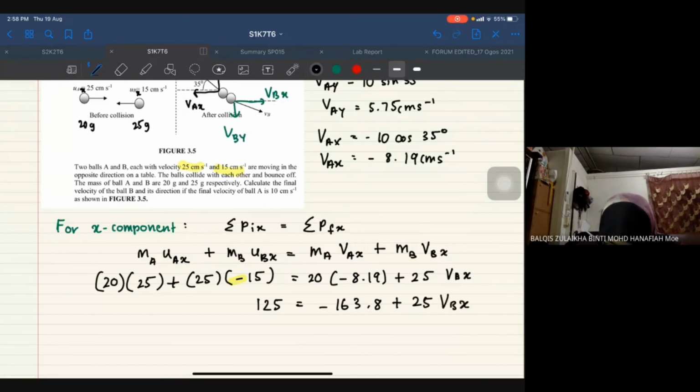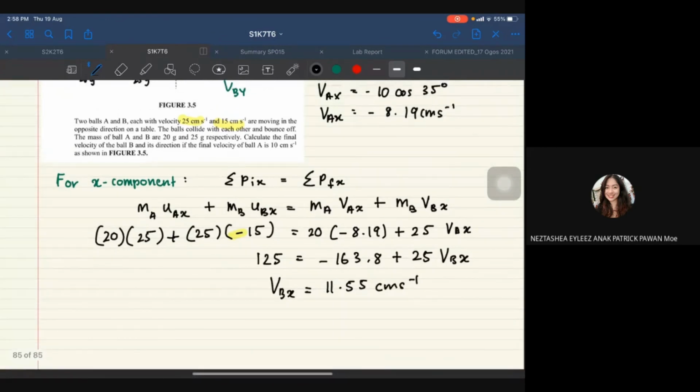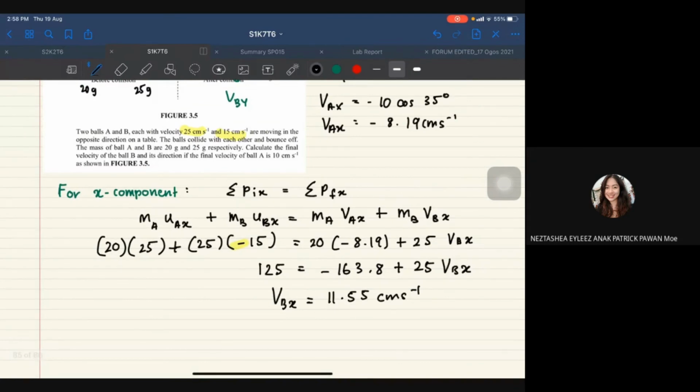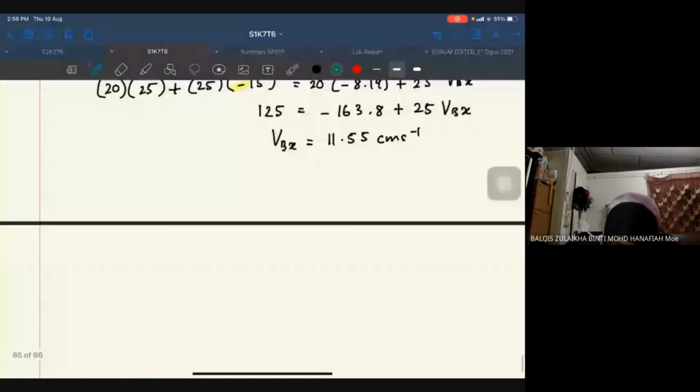Adas okay? Firas okay? Ya, Firas? Nes, okay? Okay, sir. Okay. So here I got 11.55 centimeter per second. Okay, if you use a different unit, you expect you get 0.11, 0.116, something like that. Right? Okay, any questions so far? No question, sir. Okay, no question.